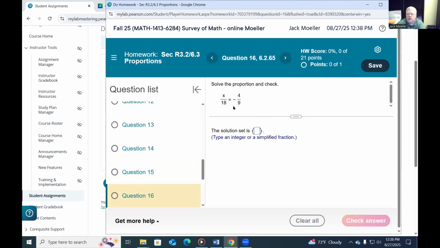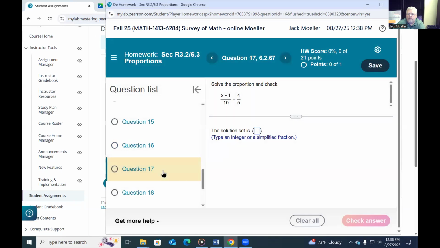No, 16 is sort of like one we just did. So for that negative 4/9 that I have, I would make that -4 over +9 and then do the proportion. Okay, but let's look at 17.